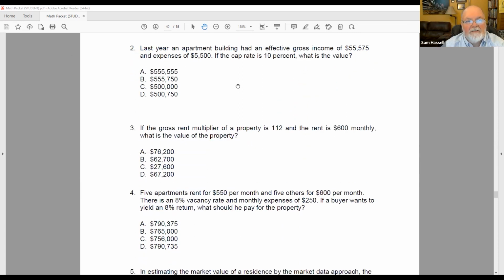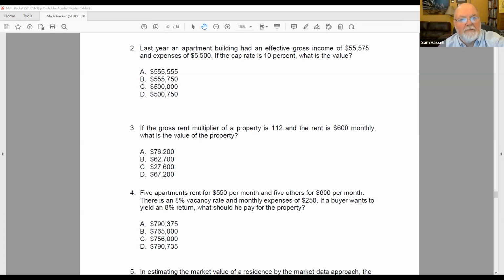Number 2, last year an apartment building had an effective gross income of $55,575 and expenses of $5,500. If the cap rate is 10%, what's the value? What's the value? Now, this is pretty easy, right? This is not that difficult. So we got to come up with our net income.